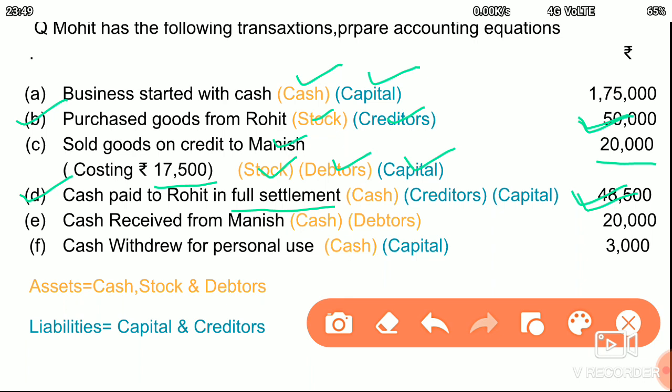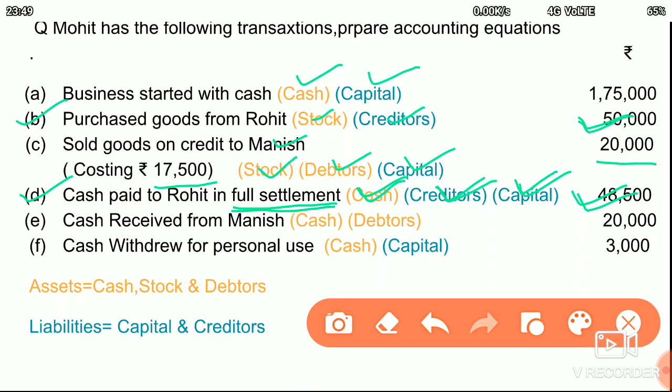So in that case, because the business is paying cash to Rohit, the cash account will be affected in this transaction, and Rohit is the creditor. Even the creditor's account will get affected. On the other hand, we can see the full amount was not paid and the account was settled. That means the business does not have to pay the full amount. It got a discount from Rohit, a cash discount which we call it. It got a cash discount of 1,500. So it is a gain or a benefit for the business. So if there is any benefit or gain for the business, it will affect the capital account. So the three accounts that will get affected in this transaction is cash account, creditors account, and capital account.